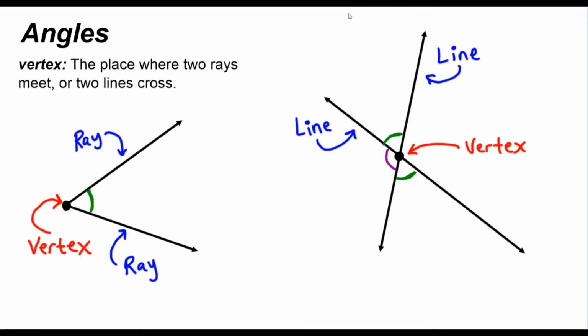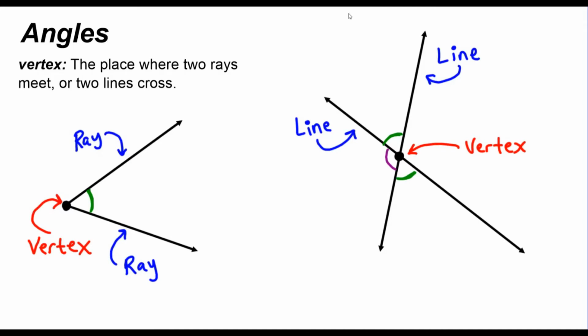In this video we're going to talk about angles. An angle is made with two rays, or when two lines cross, you form angles. And where those two rays meet, or those two lines cross, is called a vertex. So you can see a couple of examples here of conditions where we create angles.